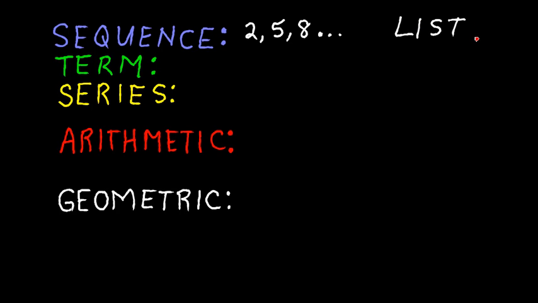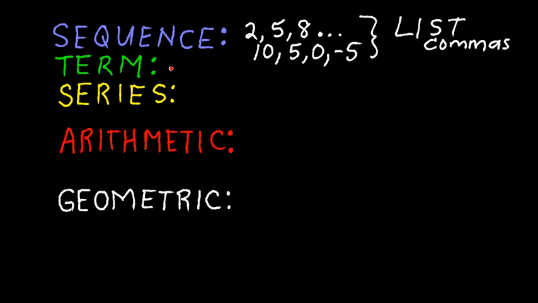And you're going to see commas in a sequence, all right? Another example could be something like 10, 5, 0, -5. A sequence can go up, it can get bigger, and it can also go down, all right? So in both cases, those were lists and they had commas. A term, well, let me skip term for right now. Let me move on to an example for a series.